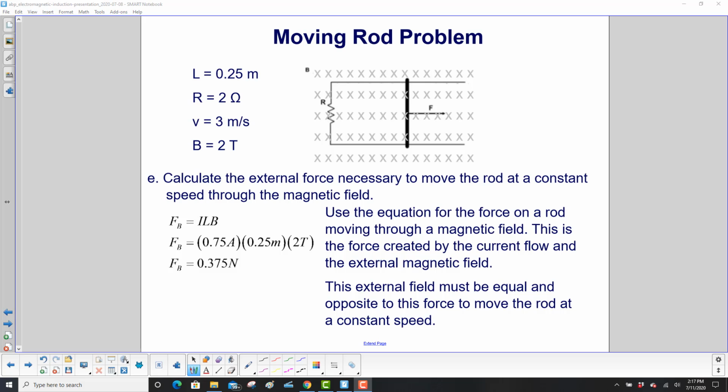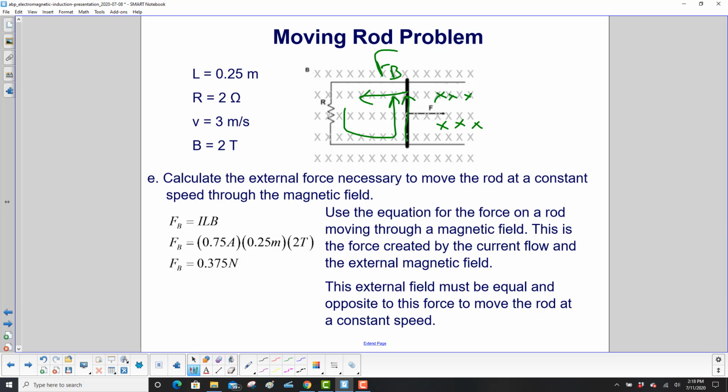Calculate the external force necessary to move the rod at a constant speed through the magnetic field. Well, we're going to use the equation for the force on a rod moving through a magnetic field. That's the force created by the current flow and the external magnetic field. So let's take a second. We said the current's going in this direction. So now we have a current going through this wire up. The magnetic field is into the page. Use the right-hand rule, not the right-hand grip rule, but the right-hand rule, and you'll find that the magnetic force is in this direction. That's opposing the motion of this rod.